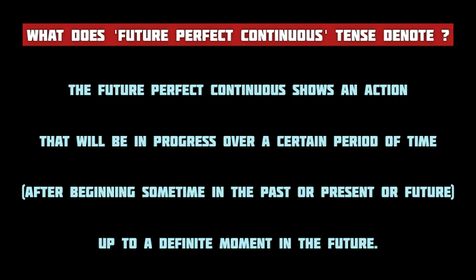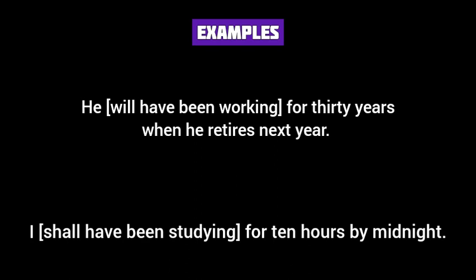So we understand that the future perfect continuous tense shows that after starting sometime in the past or present or future, an action will continue for a certain time period and up to a certain point of time in the future. In short, the future perfect continuous indicates for how long and until which time the action will be in progress in the future. Now see some examples of the future perfect continuous tense on your screen.